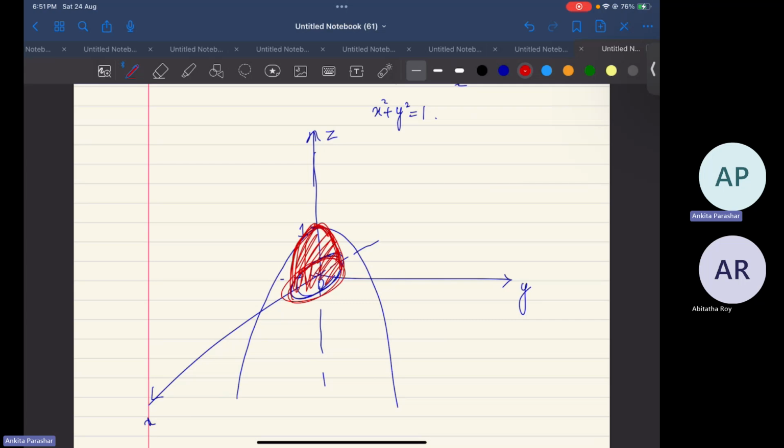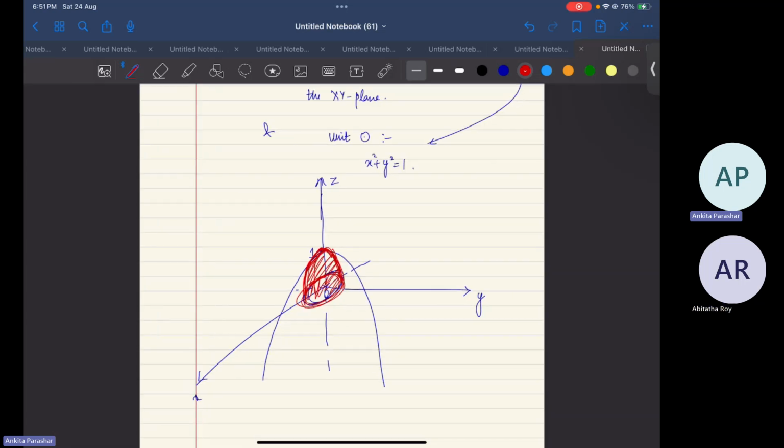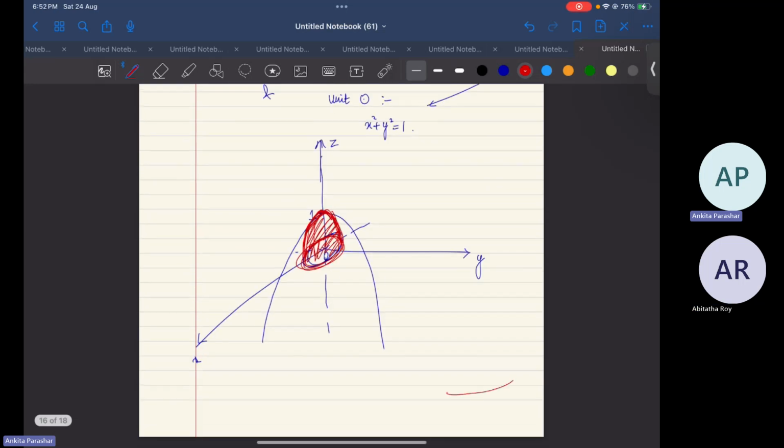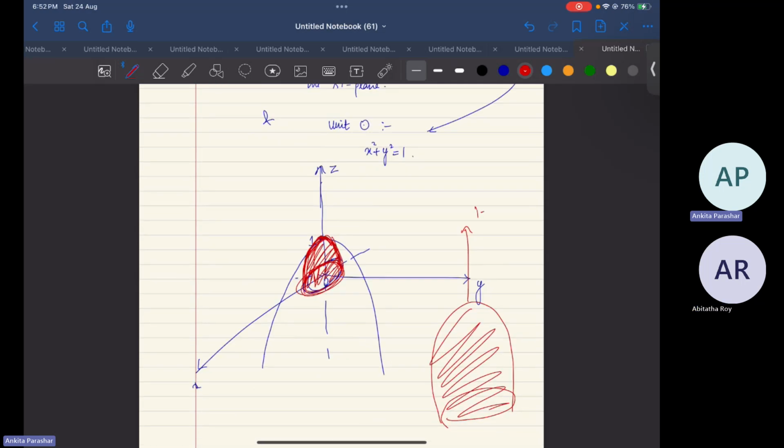This is my circle and this is my parabola. So roughly this is my graph. If I just enlarge it, if I zoom it somehow, it should be like this. I mean, roughly. I am not saying it nicely, but this is what it has to be. The upper curve is nothing but z equal to 1 minus x square minus y square. The lower curve is nothing but x square plus y square equal to 1.